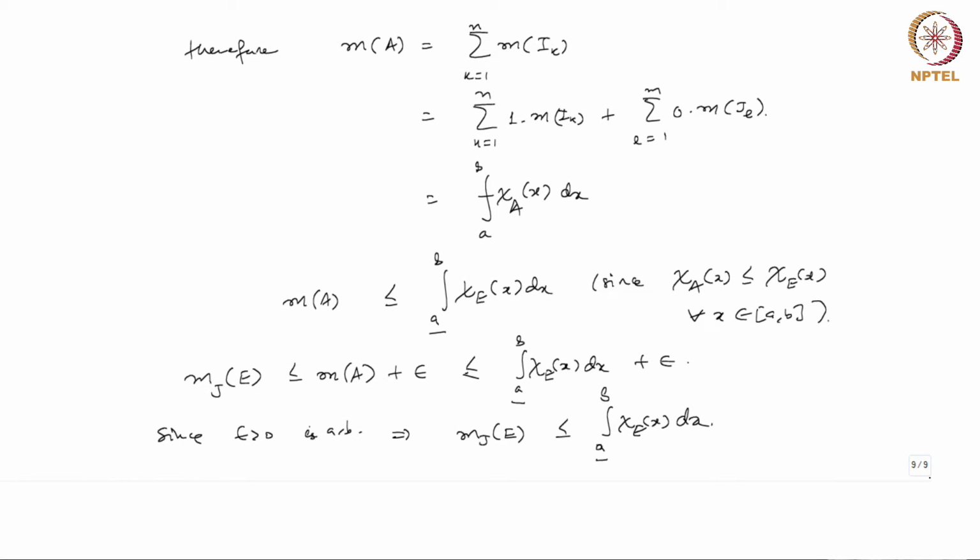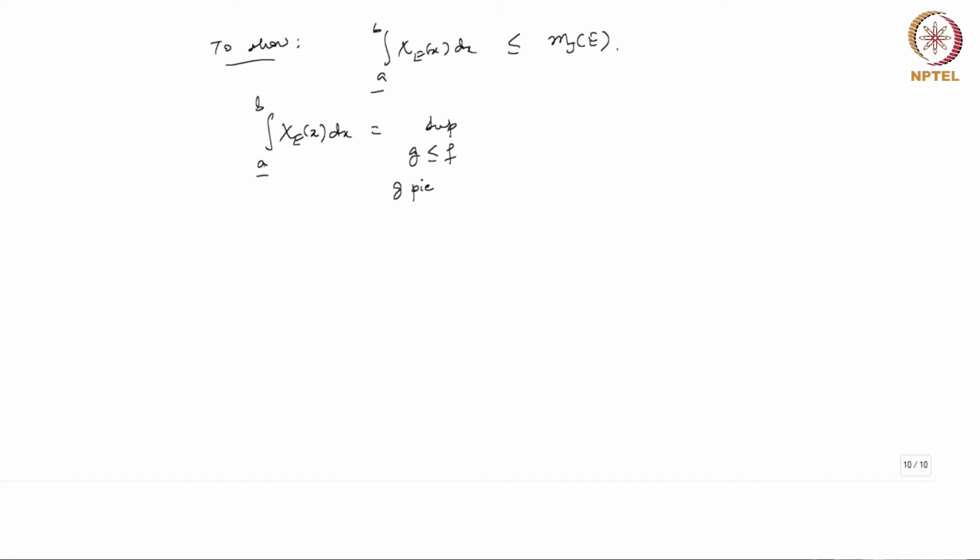Now we have to prove the reverse inequality to show that the lower Darboux integral is less than or equal to the inner Jordan measure of E. So to show this, remember that by definition this is the supremum of piecewise constant functions g, which are pointwise less than or equal to f, and you take the piecewise constant Riemann-Darboux integral for the function g(x).